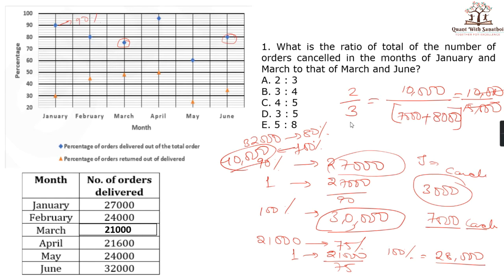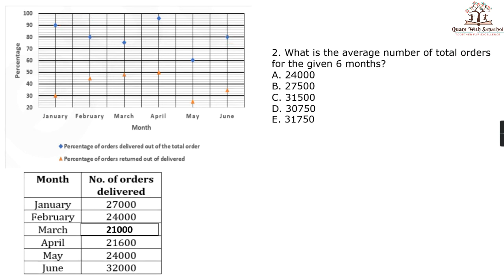This question is not that tough. If it is asked in the exam, kindly read the question properly and solve it accordingly. And if possible, write all the data we have found here in a separate table, like the total number of orders for each month and number of orders delivered, then number of orders cancelled, then how many orders were returned, and finally how many orders were accepted. Okay, now look at the next question.